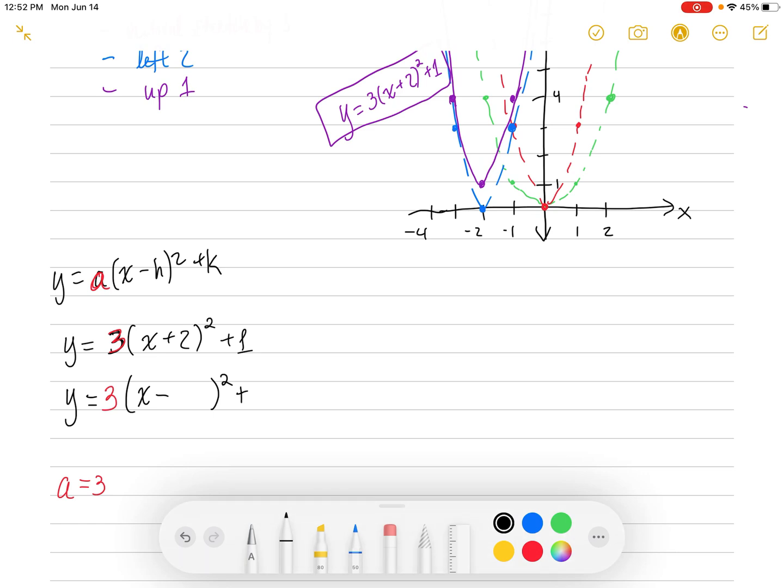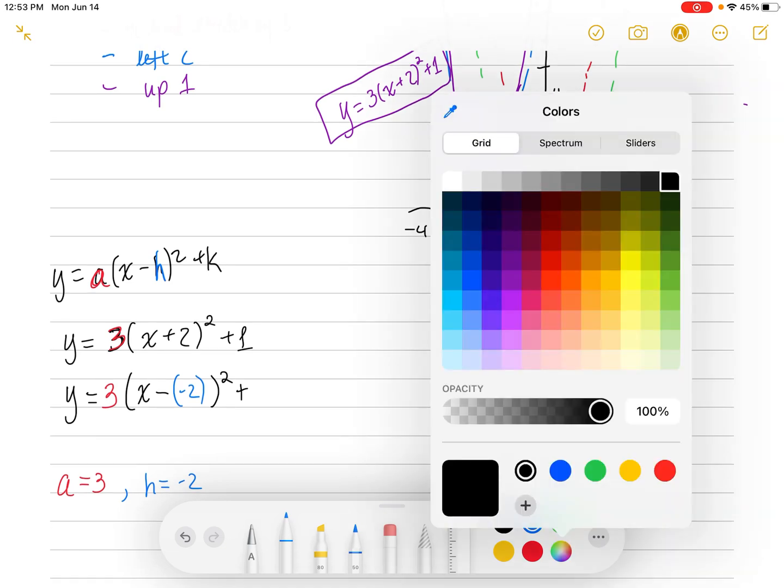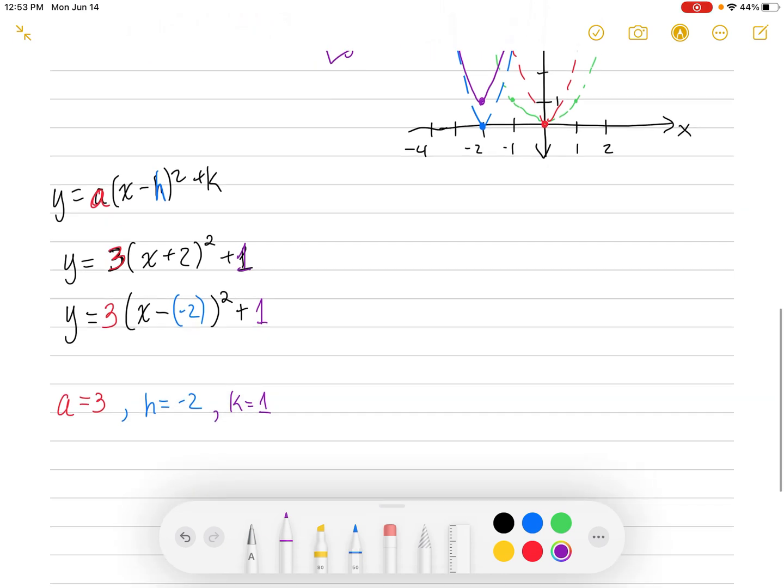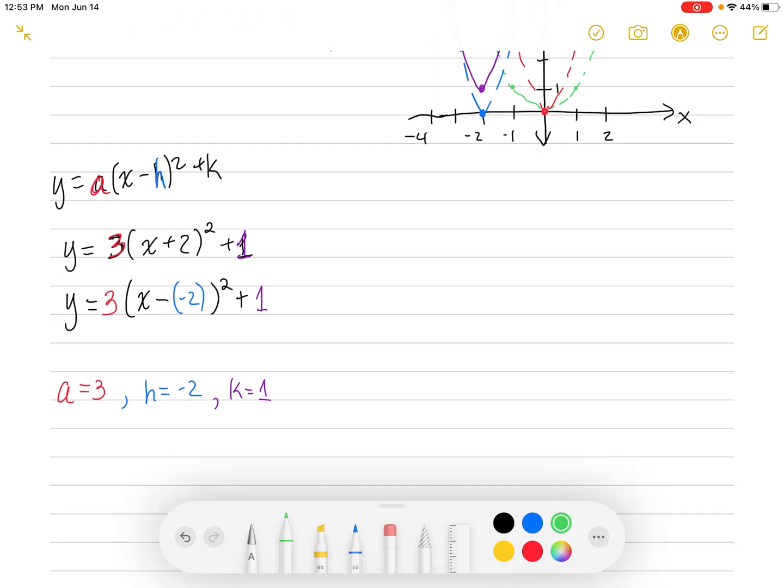So I can leave that 3 there. Then in parentheses, I'm going to have x minus something squared plus something. I want to make sure that my plus 2 stays the same quantity inside of the parentheses, so we're going to make it minus negative 2. If I write x minus negative 2, that's the same thing as x plus 2. So that's going to be my h, minus 2, because we want x minus h inside of the parentheses. And then outside of the parentheses, we want a plus k. Well, that's just going to be simply the 1 there. So that'll be the k.